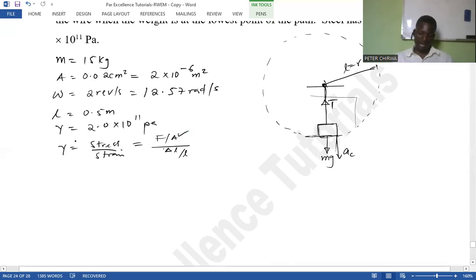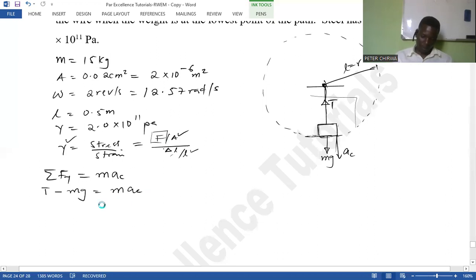Otherwise, we have the area, we have the Young's modulus, we have the length, and this is what we want. So the most critical thing here is to find the tension. So how do we get the tension? Looking at the forces, we say that the summation of forces in the Y direction is giving us motion, which is centripetal acceleration. So we are going to have tension minus the weight.